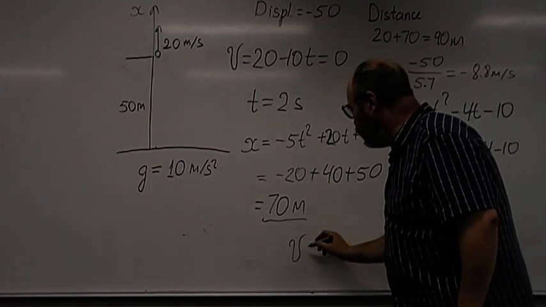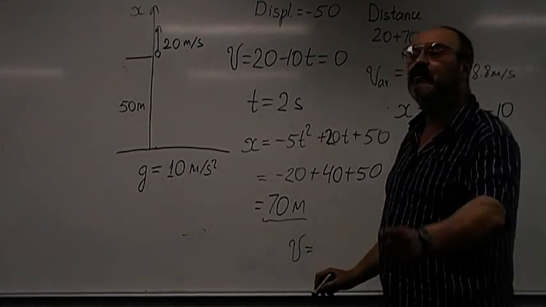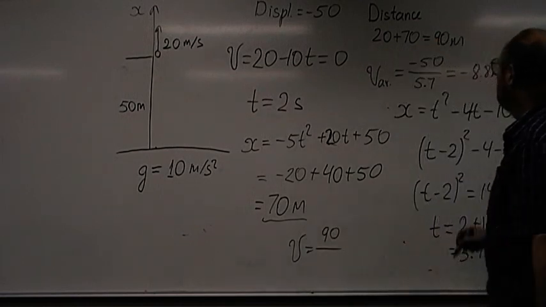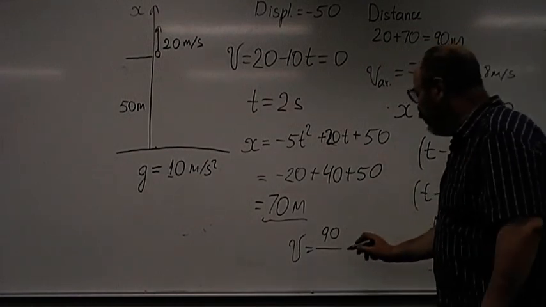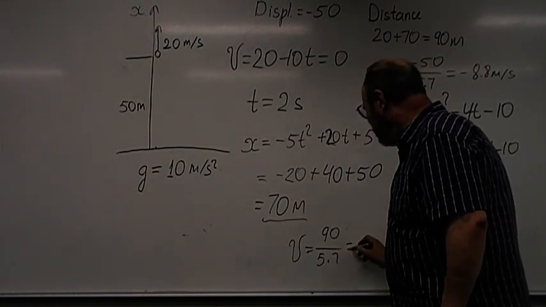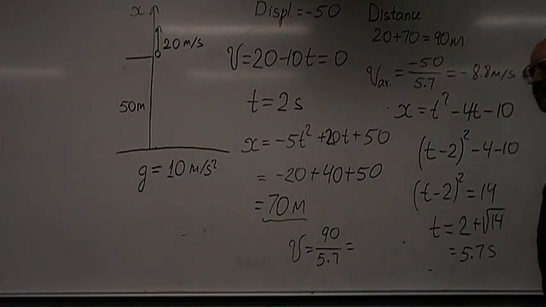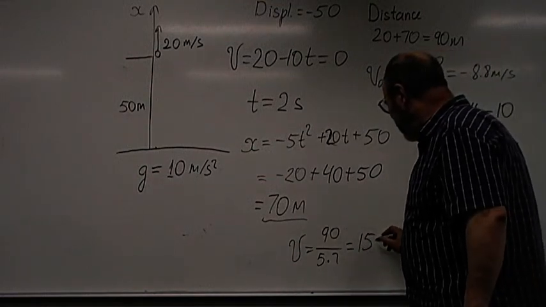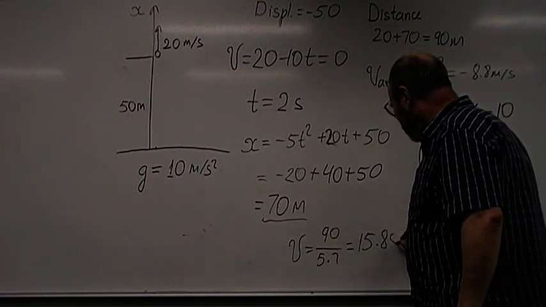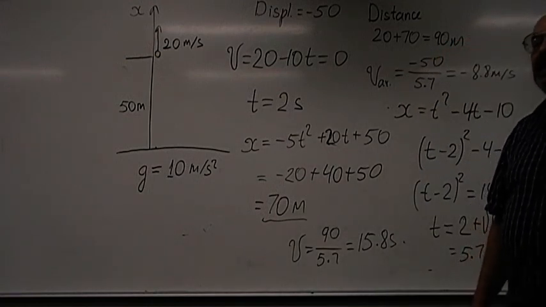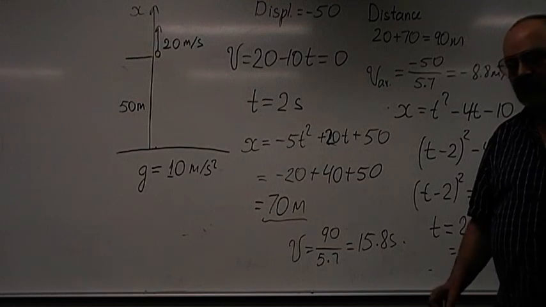Now, what will be the average speed? For average speed we need to divide distance over time. So it will be 90 over the same time, 5.7. I would estimate around 15.8 meters per second. And speed cannot be negative, it's always positive.